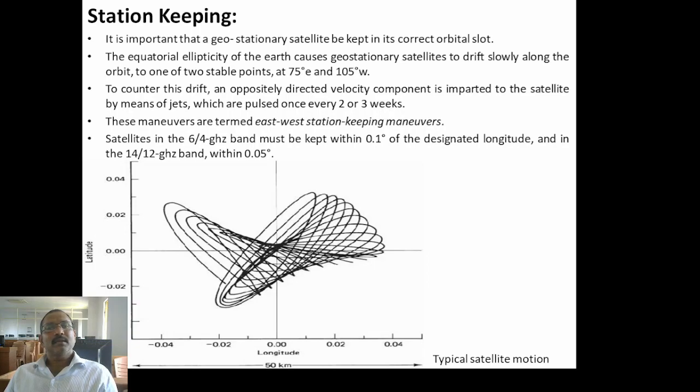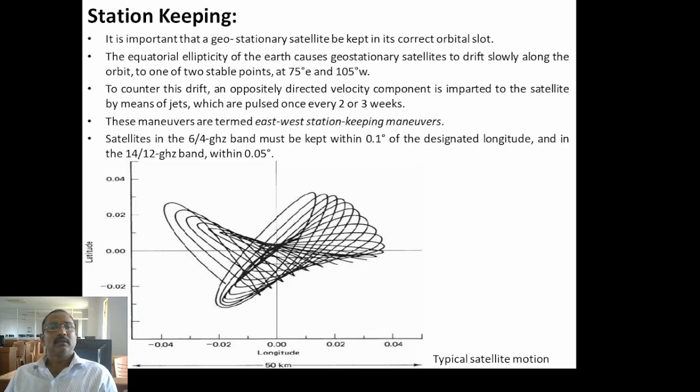So station keeping is important, so that a geostationary satellite is kept in its correct orbital slot. Because of the gravitational pull of the sun and the moon, the satellite tends to drift away from the geostationary orbit. So we have to continuously monitor the satellite position, and correct it from time to time.